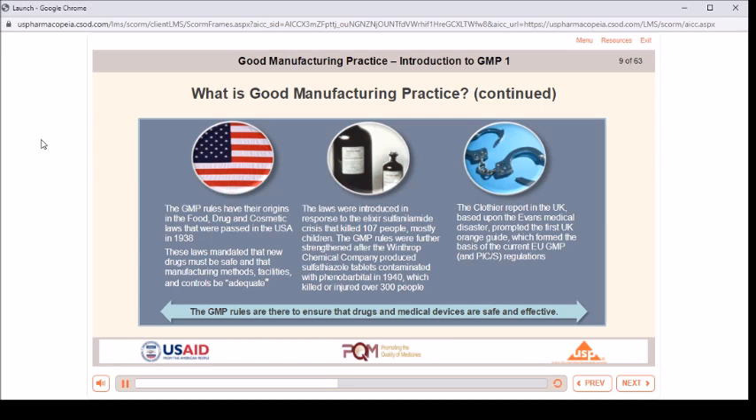The GMP rules were further strengthened after the Winthrop Chemical Company produced sulfothiazole tablets contaminated with phenobarbital in 1940, which killed or injured over 300 people. The Clothier Report in the UK, based upon the Evans medical disaster, prompted the first UK Orange Guide, which formed the basis of the current EU GMP and PICS regulations. The GMP rules are there to ensure that drugs and medical devices are safe and effective.